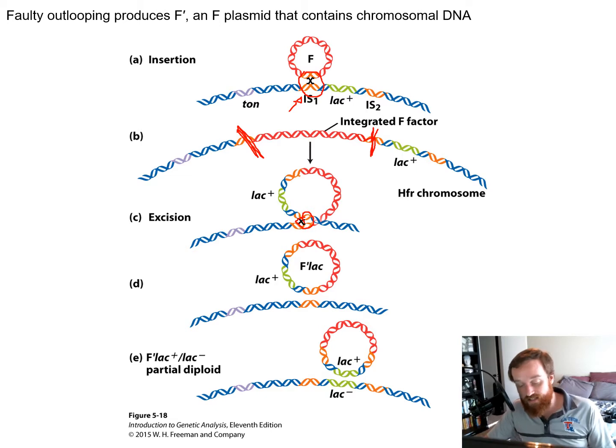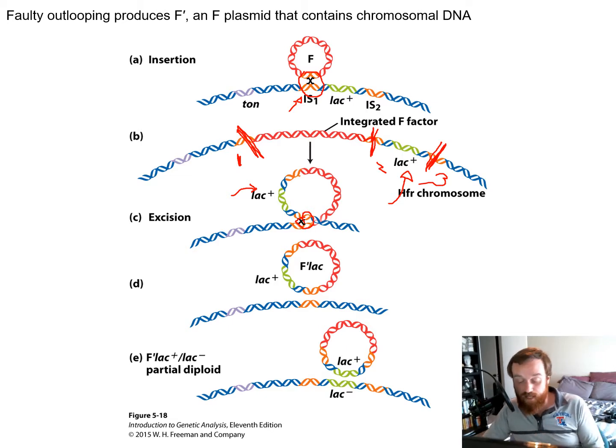Well, if you notice on this B example here, we also have another piece of homologous DNA. It's the same as those other 2 orange factors further down the line. So if during this excision, this number 1 over on the left here and number 3 over on the right pair up instead of number 1 and 2, all of a sudden we've incorporated this lac gene onto the F plasmid. And so that's an example of faulty outlooping, where all of a sudden these F plasmids can pick up pieces of chromosomal DNA and carry them with them.